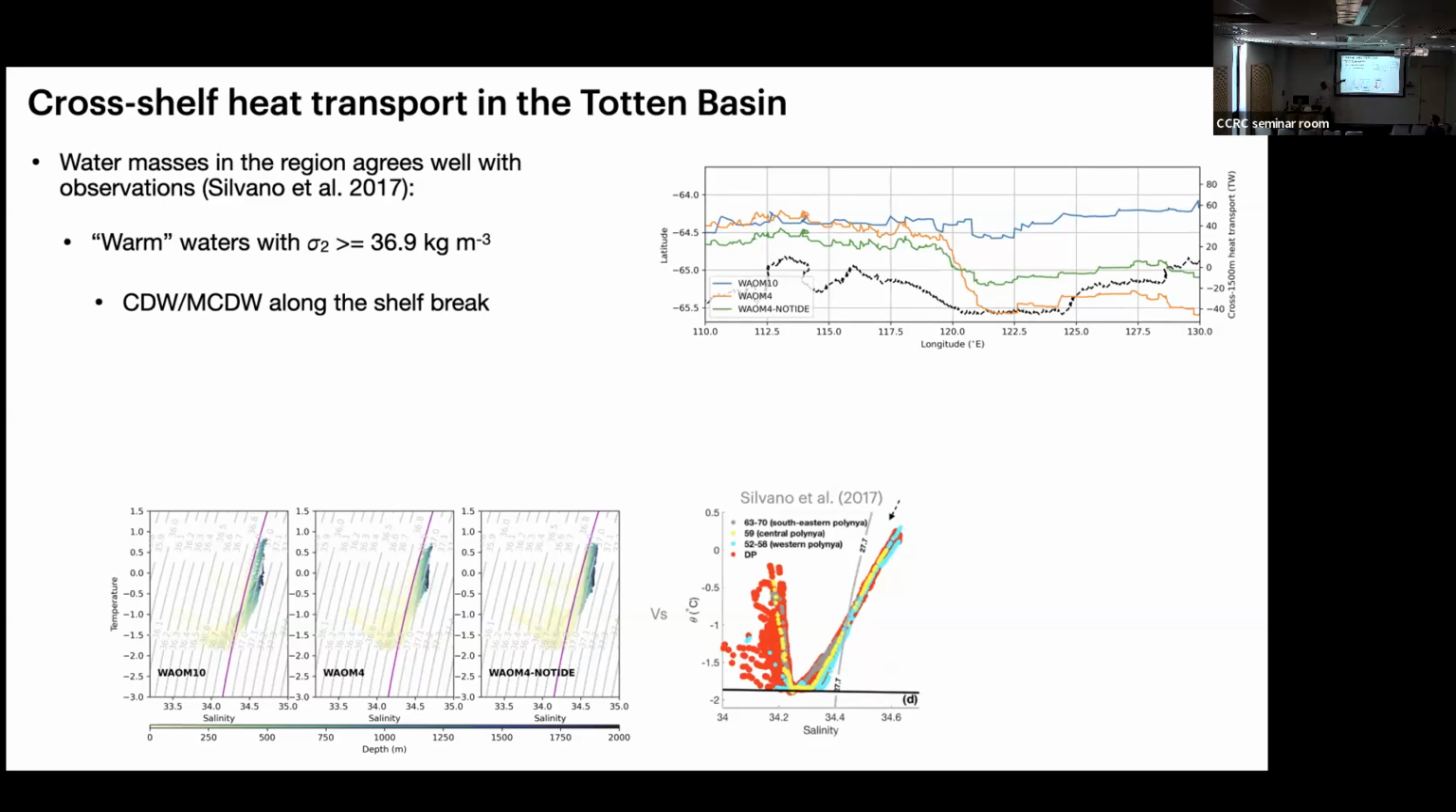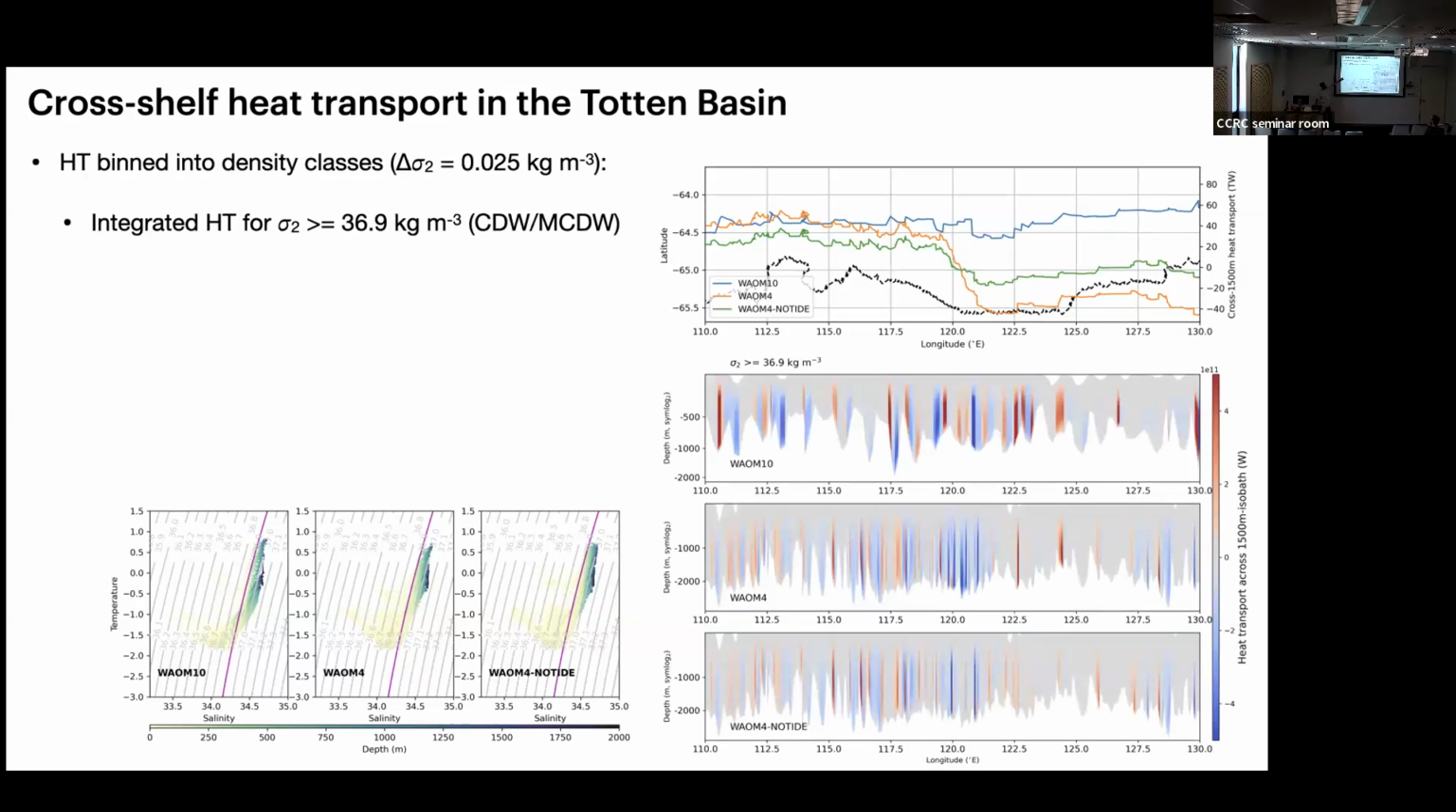So you took that upper graphic, where you have the vertically integrated heat transport, and then you binned it into density intervals, and you integrated everything that is heavier than this density. So all this heat transport for isopycnals heavier than this is what you see here. You can clearly see this southward heat transport, a negative heat transport, in the 4 kilometers, a bit weaker with no tides. But you can also see a lot of variability in the cross-shelf heat transport along this region.